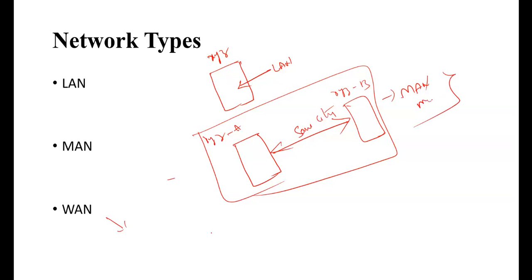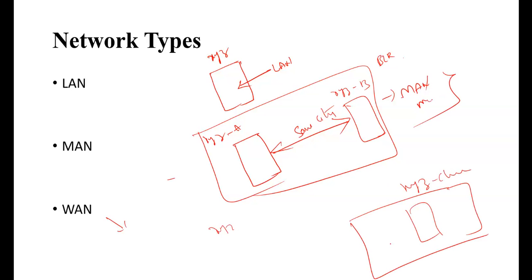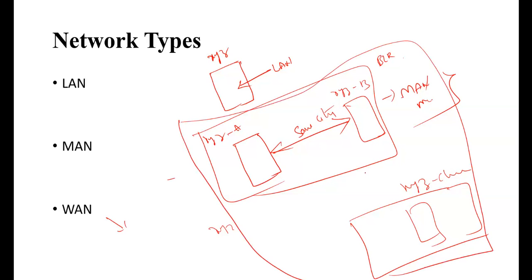And the next one is WAN. So we have XYZ company in Bangalore. Consider they have the same company in Chennai also, XYZ Chennai. So now the connectivity between these different cities is called WAN, that is wide area network.